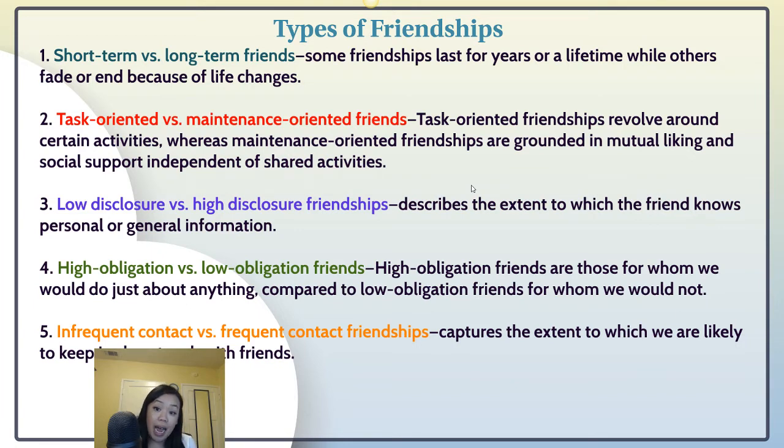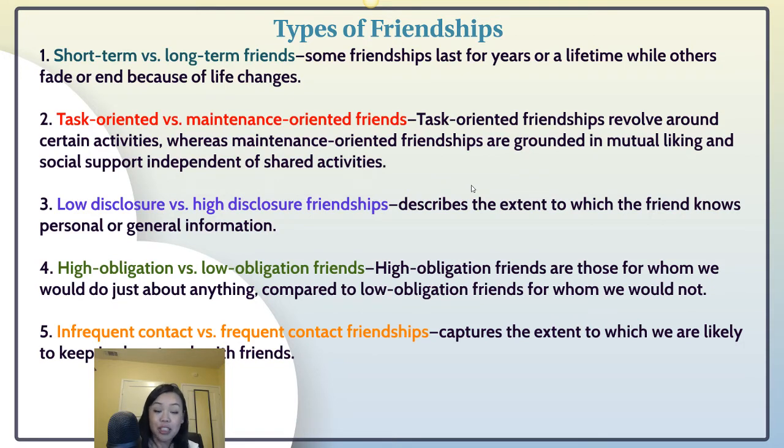Low disclosure versus high disclosure. This is when you either have friends that you tell a lot about, so you disclose a lot to them. That's a high disclosure friendship. You might have a friendship that maybe you've known this person for a very long time. However, you still engage in low disclosure with them, meaning that you don't really tell them too much about your personal life or disclose any personal thoughts.